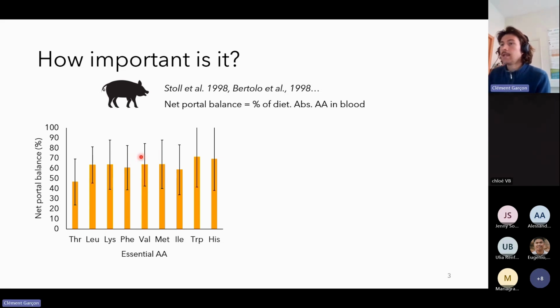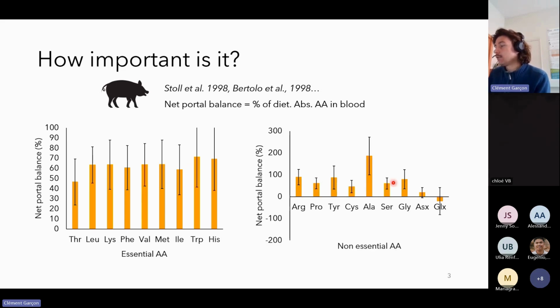And if you look now at non-essential amino acids, you see that there is also a high variation for given amino acids, high error basically, but also here much more differences between amino acids. With, for example, asparagine and glutamine almost not appearing in the blood at all after digestion. So basically, what we could conclude from this is that the variation is high between amino acids for non-essential amino acids, but also for given amino acids between studies.